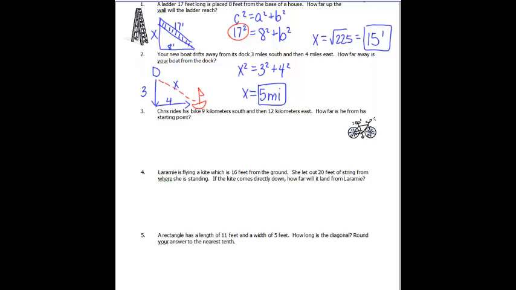Number 3: Chris rides his bike 9 kilometers south and then 8 kilometers and then 12 kilometers east. How far is he from the starting point? So I'm going to leave that one for you to do since it's very similar to the last one. I'm going to go on and take a look at number 4.